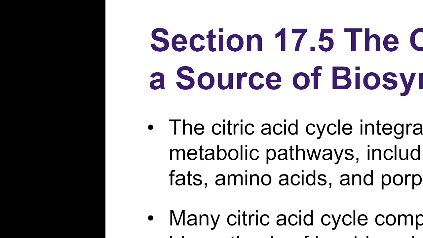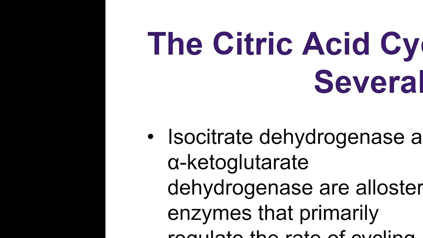So the citric acid cycle is going to integrate many of the cell's other metabolic pathways. It's the same pattern you may have already figured out. Overall, what's going to happen is we're going to increase cycling as we have higher concentrations of ADP. We will decrease the cycling as we have high concentrations of ATP or NADH.